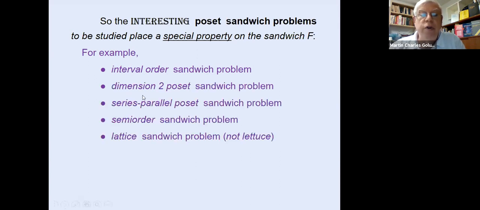But you could ask for a dimension 2 Poset sandwich problem. That is the digraph sandwich problem, where you're looking for a sandwich that is a dimension 2 Poset. That's like what you have with permutation graphs. You could ask for the series parallel Poset sandwich problem, or a semi-order sandwich problem, or lattice sandwich problem, not lettuce, lattice.